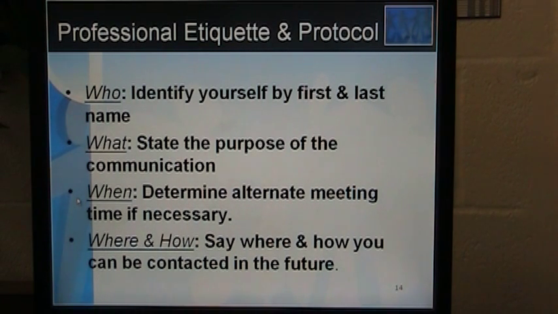The who, what, when, where, and how is very important, but very, very self-explanatory. Hopefully this slide is giving you the information you need. This will definitely be on the test.